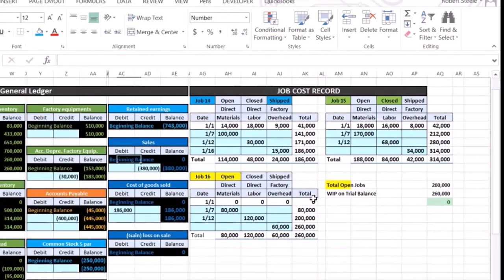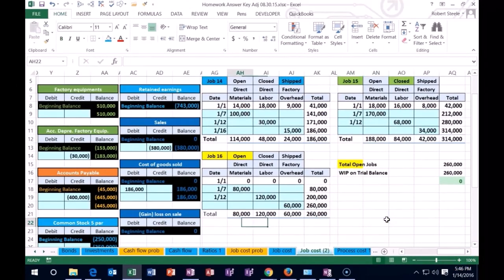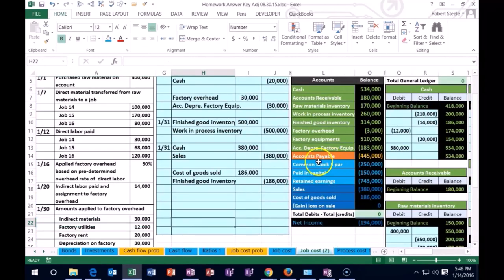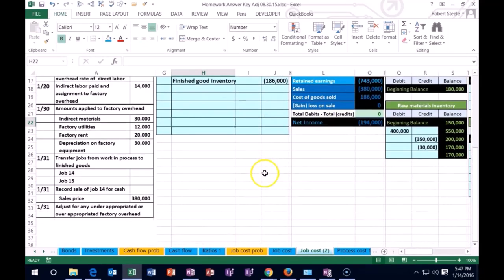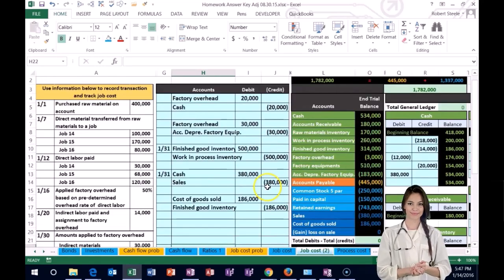Okay, so then we're gonna have one more thing happen here. So we're gonna make this larger. We're almost done. We almost have to stop because we have completed this very entertaining problem. So now we're down to adjust for any under appropriated or over appropriated factory overhead. All right, so what are they talking about?